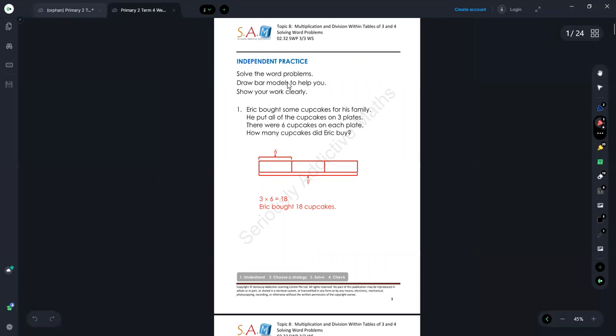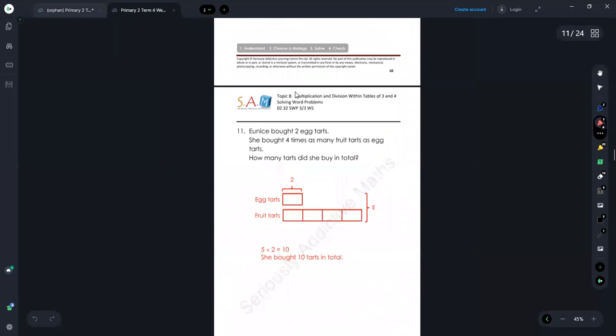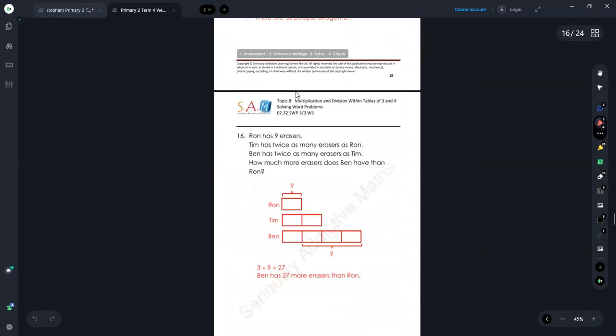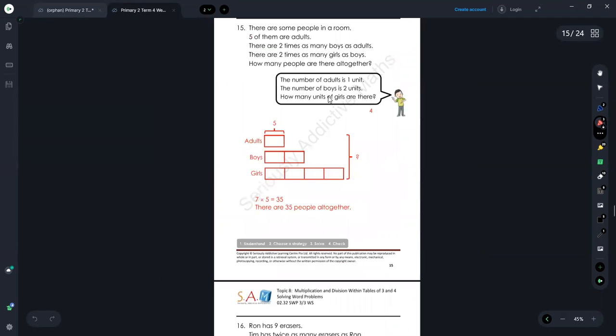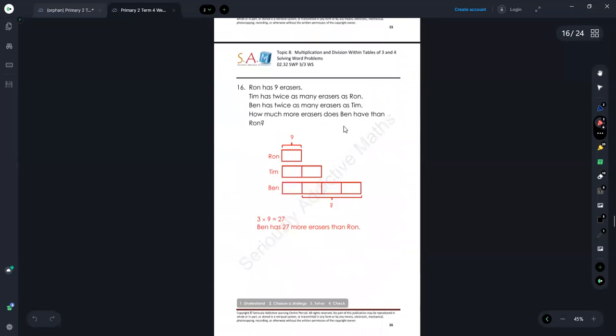Now the next one, the word problems, are quite easy. Multiplication, division word problems. The first few questions are very easy. They would have done it. So I would say perhaps start from question 15 onwards. So work through with them. Show them how to draw the bar model step by step. There are some people in the room, 5 of them are adults. There are 2 times as many adults as boys, sorry, as adults. So adult one box, boys 2 boxes. And then they are supposed to be able to do this.